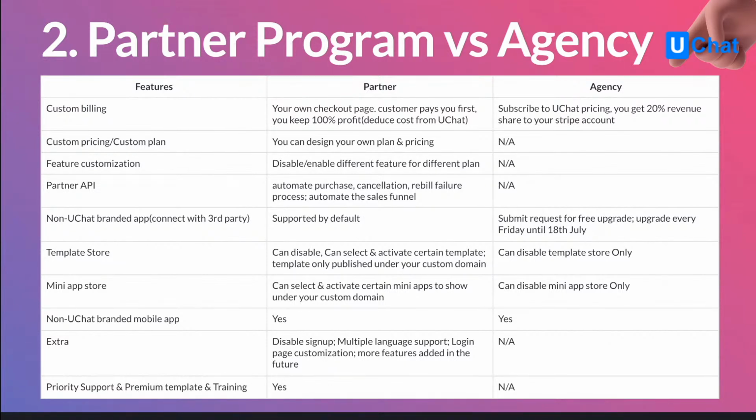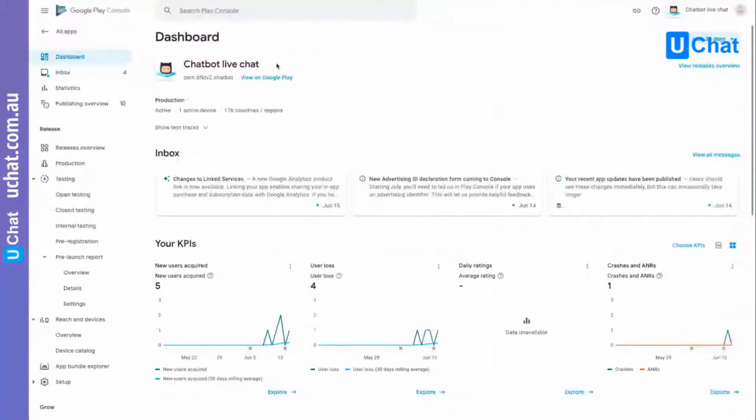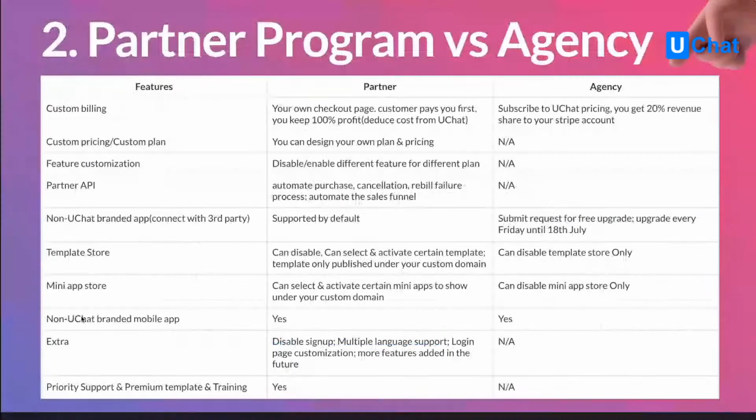Okay, our Android version is called Chatbot Live Chat. This is already published. Okay, we are still working on the iOS version. It may take some time, but we are working on that. We are working on to publish that as well. Okay, so that's the non-UChat branded mobile apps.